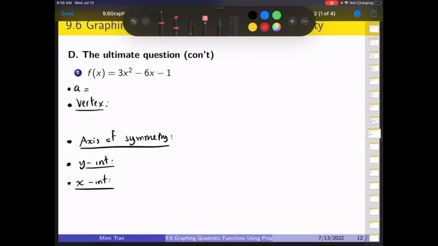A is 3, right? So it's greater than 0. This implies it opens up again. The vertex is x equals -b over 2a. So equals negative something over 2 times something, and that something is -6 and +3. Negative of -6 is positive, so 6 divided by 6 is 1. And plug it in, f of 1.